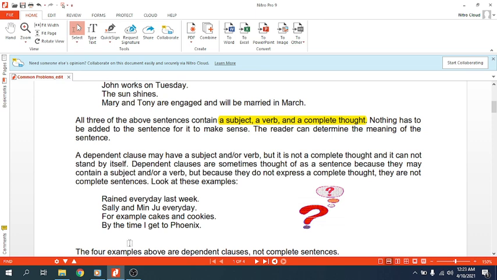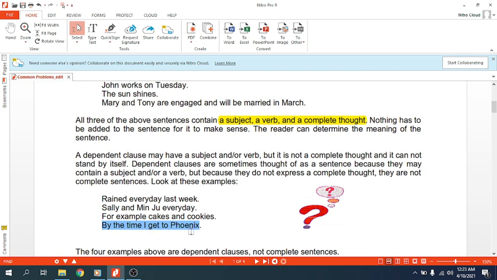"By the time I get to Phoenix", ketika saya tiba di Phoenix, begitu saya tiba di Phoenix, then what? Okay, so this one, it has a subject, it has a verb, it has an adverb of place. Itu ya lengkap banget sebenarnya. But because of the words "by the time", it makes this one have no complete thought. Ini tidak lengkap ya. Makanya this is a dependent clause.